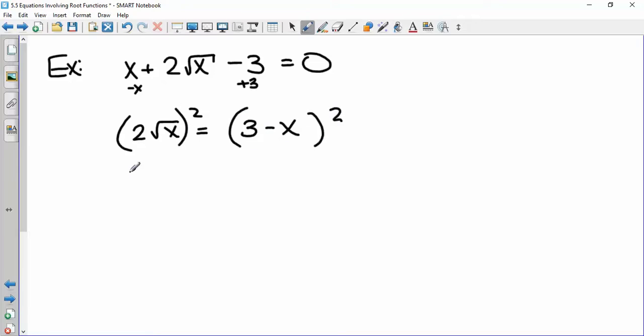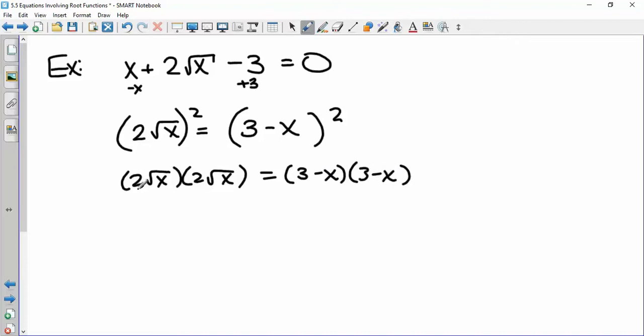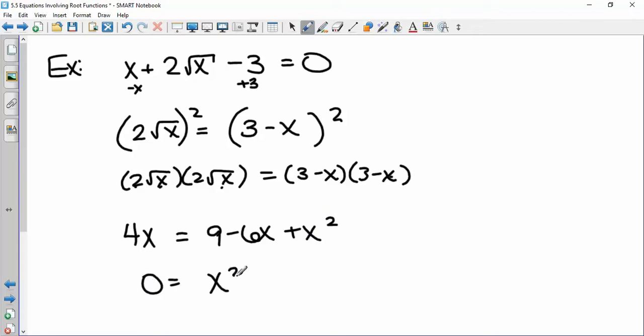each side. When I say square it, that means you have the entire side twice. Okay, if it helps you, you can write this out. So when you take 2 times 2, or 2 squared, you get 4. The square root of x times the square root of x is just x. Over here we have to FOIL, so we get 9 minus 3x, and minus 3x is minus 6x plus x squared. So let's set this equal to 0. I'm going to write my x squared first. Subtract over the 4.